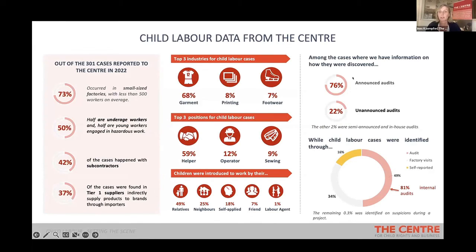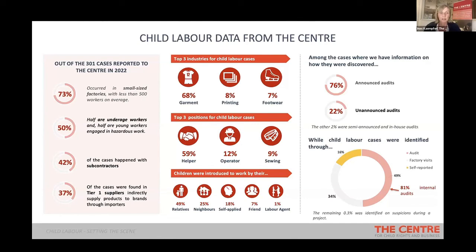I think what is particularly interesting for companies to see is that the majority of child labor cases that have been reported to us have been found through audits, of which 80% are internal audits, meaning these are not third-party audits, but audits done by the staff of the companies themselves, which I think is quite an interesting result and closely linked to the number above that you see. There is also a significant number of unannounced audits that have detected child labor.